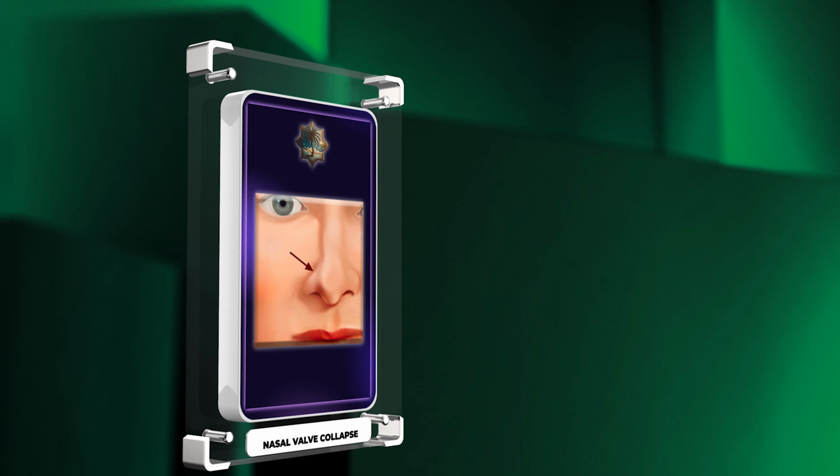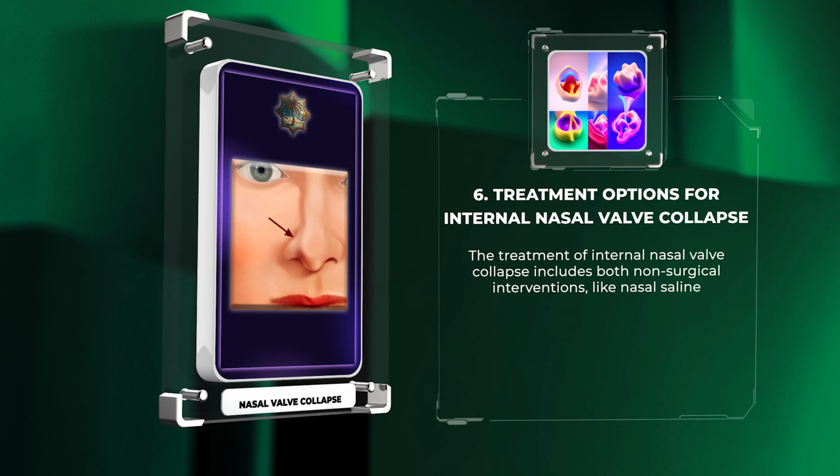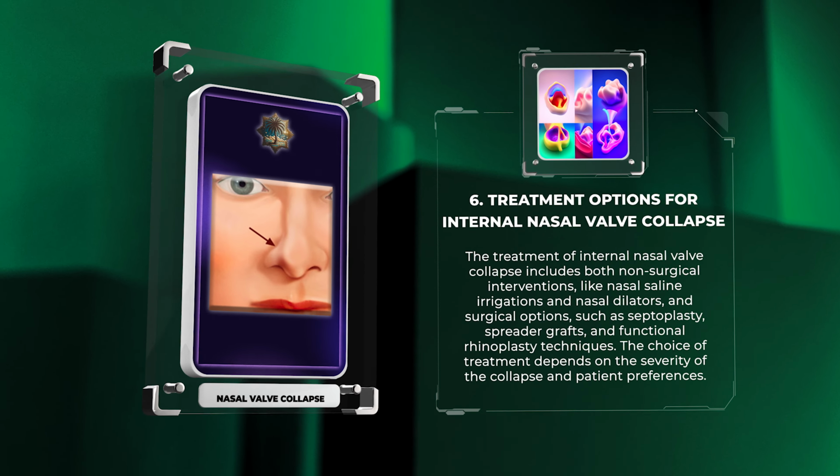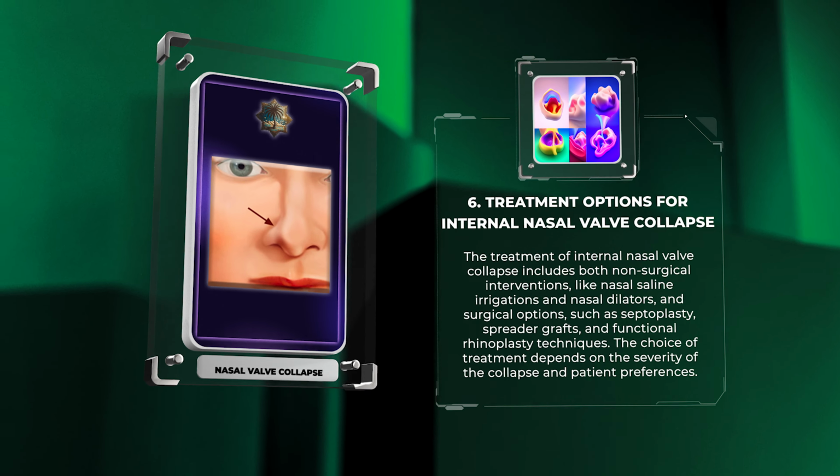The treatment of internal nasal valve collapse includes both non-surgical interventions, like nasal saline irrigations and nasal dilators, and surgical options, such as septoplasty, spreader grafts, and functional rhinoplasty techniques. The choice of treatment depends on the severity of the collapse and patient preferences.